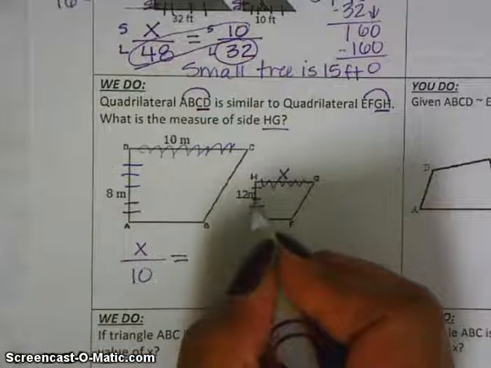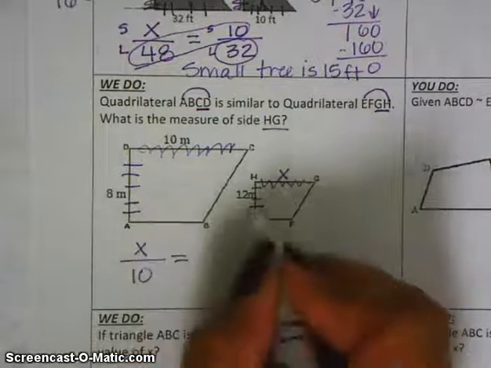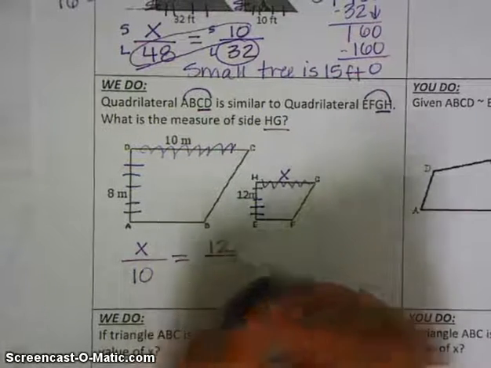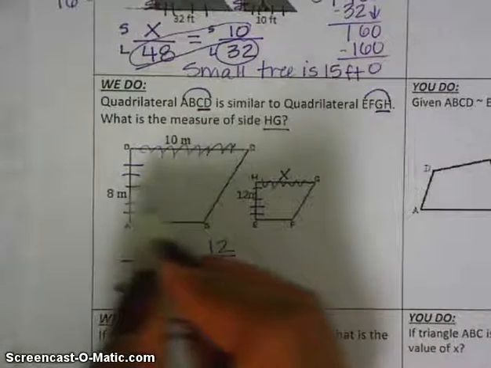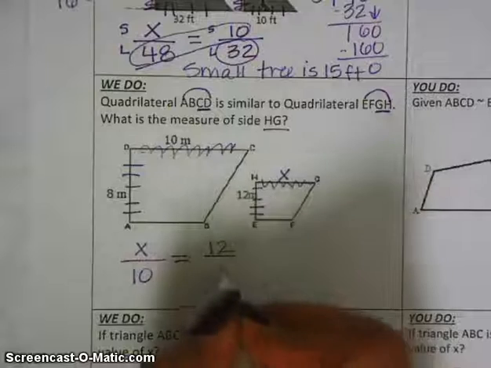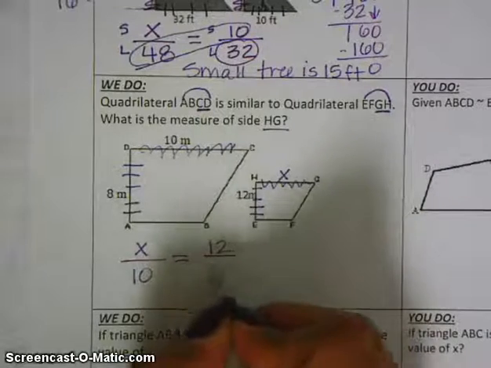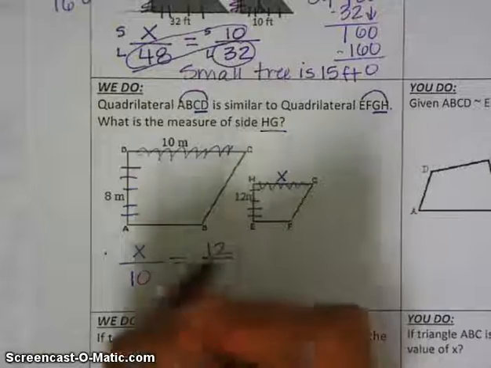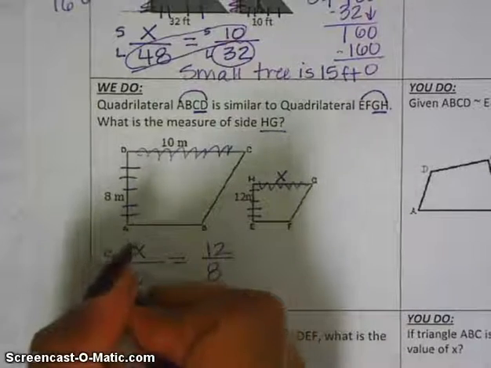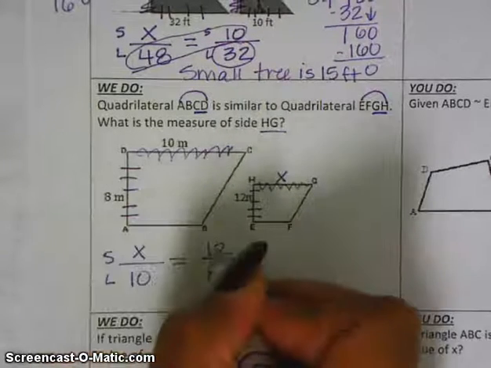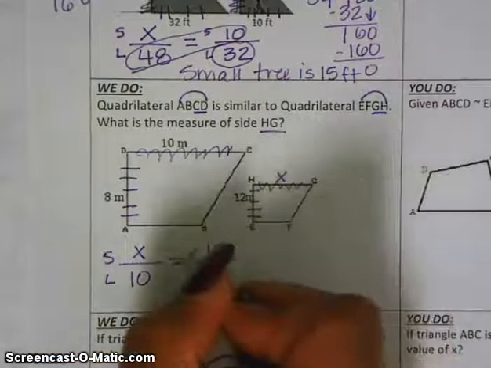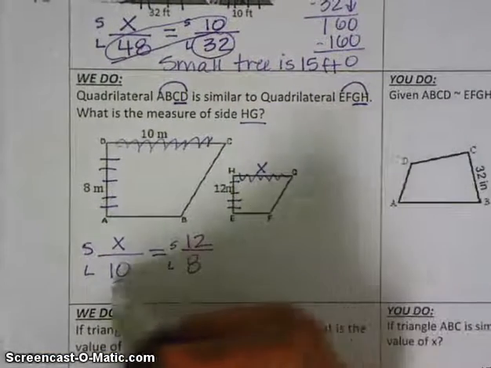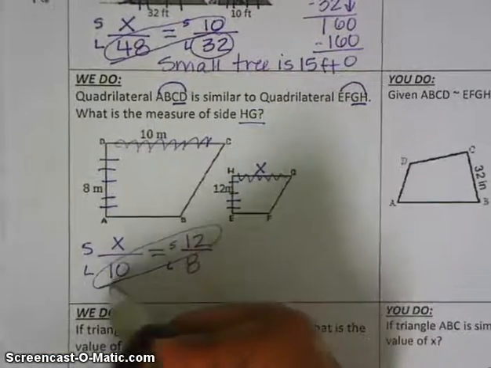And then I go back to my small quadrilateral because that's how I started. HE is 12, and it's the stitching. And then I come over here to the large quadrilateral, and it is 8. Okay, again, I started with the small quadrilateral to the large, small quadrilateral to the large, so I know my proportion is set up correctly. Okay, so now I'm just going to cross multiply and divide.